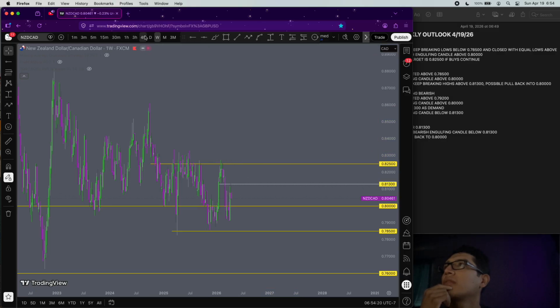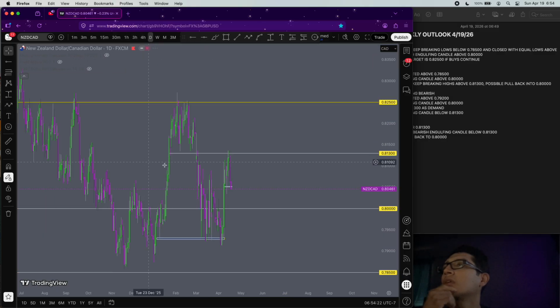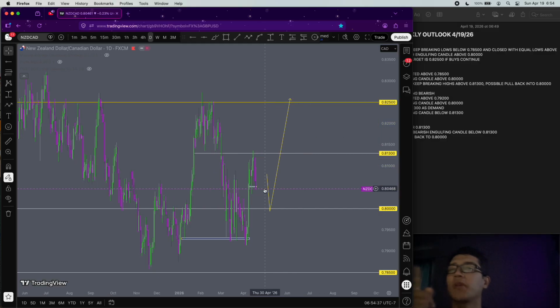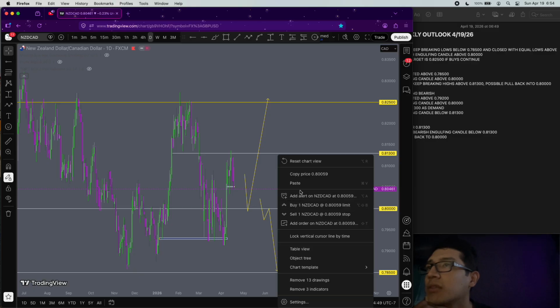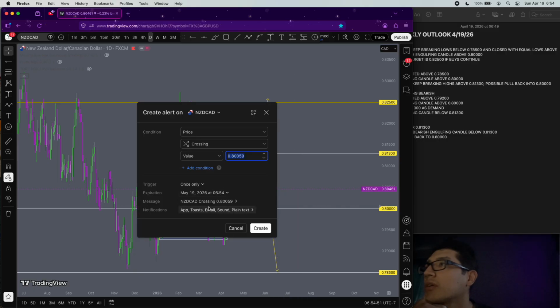So if we hop into the daily now, you see on the daily we're respecting previous area of demand right here, which is at 0.81300. We're respecting it as supply. So this could give us a pullback again into 0.80. And this 0.80 could give us a continuation to the upside. And this could be a higher time frame lower high. Or we could break below and continue south. This would actually be a really good trade right here. So I'm actually gonna set my alert right here.